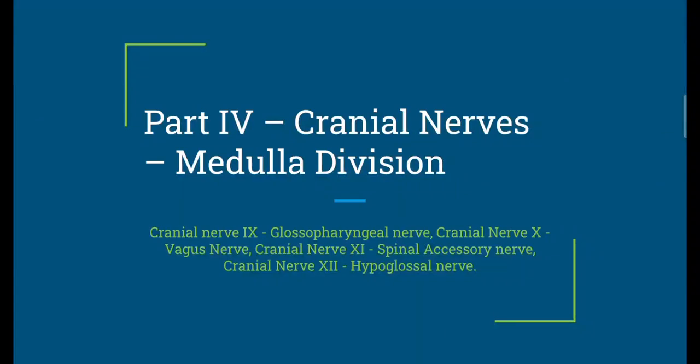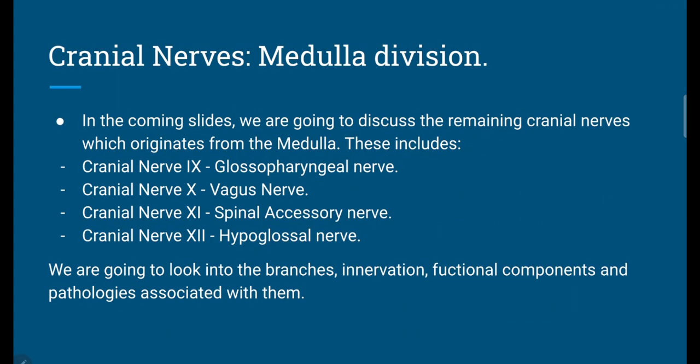Hello everyone. Today we are going to do the last part of the cranial nerves, and this is going to be the medullary division. So these will include the cranial nerves that originate from the medulla. In the coming slides we are going to discuss the remaining cranial nerves, and these include cranial nerve number 9, which is the glossopharyngeal nerve, cranial nerve number 10, which is the vagus nerve, number 11, the spinal accessory nerve, and number 12, the hypoglossal. In this, we are going to learn the branches, their innervation, functional components, and the pathologies that are associated with them in detail.